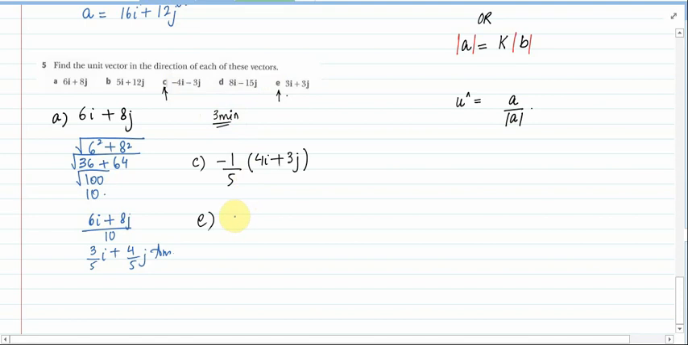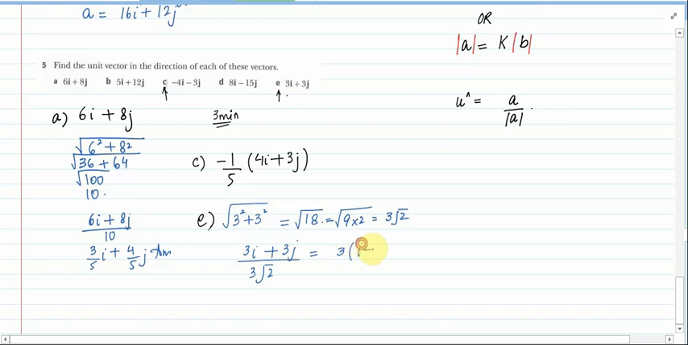For part E, firstly we need to find the magnitude, and that is the square root of 3 squared plus 3 squared, which is the square root of 18. Now the square root of 18 is basically the square root of 9 times 2, which equals 3 root 2. Now the vector we have is 3i plus 3j divided by 3 root 2, the vector divided by its magnitude. From the numerator I can take 3 common, and inside the bracket it's i plus j, divided by 3 root 2. The 3 and 3 cancel, so what is left is i plus j divided by root 2.